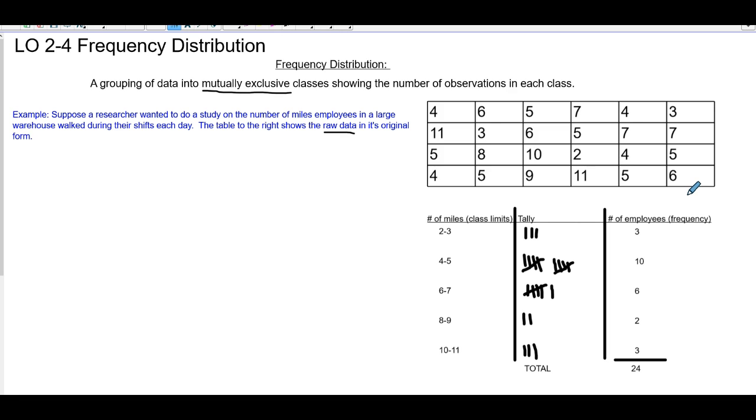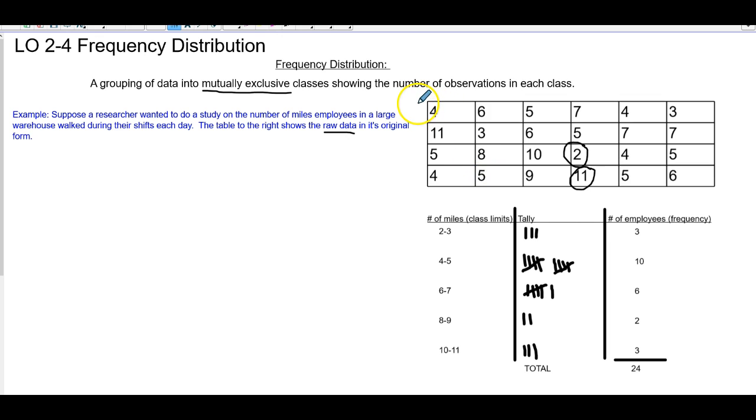So first I'm going to try to find the smallest datum. Datum is the singular for data. So I'm going to look for the lowest, and 2 is our minimum. And all of this information is going to be useful when we actually get started creating a frequency distribution. And then our highest, I can see here, is 11, so that would be our max.